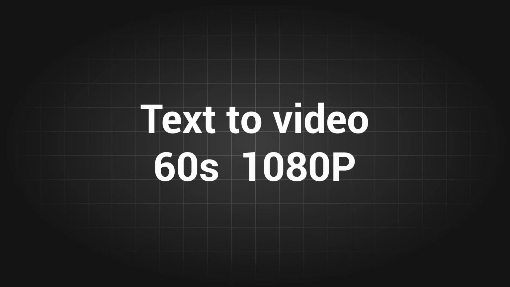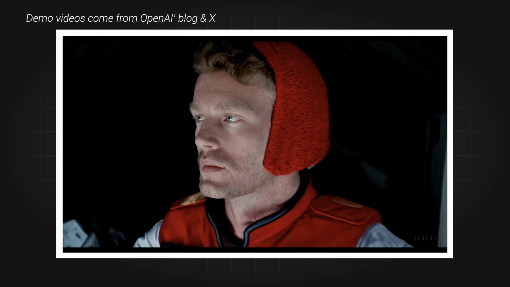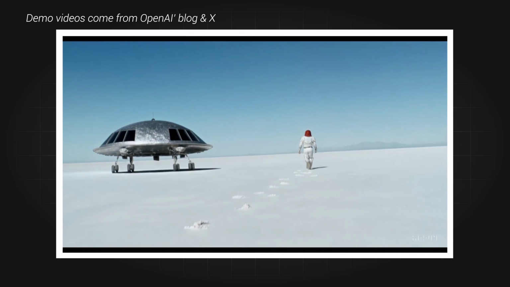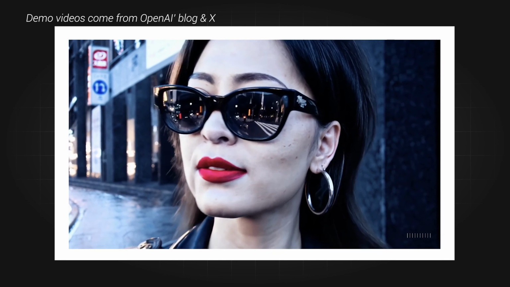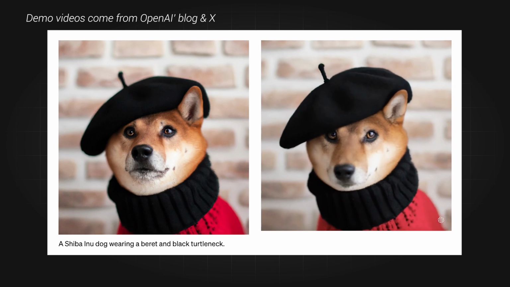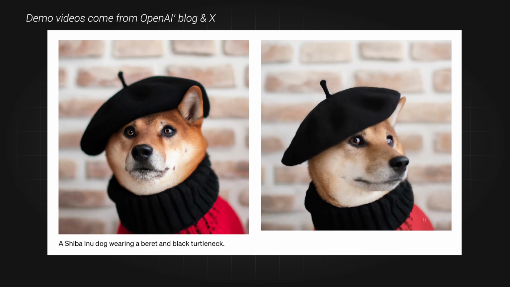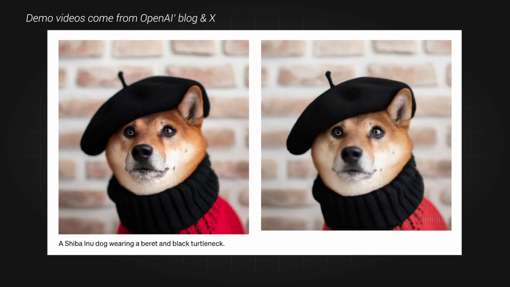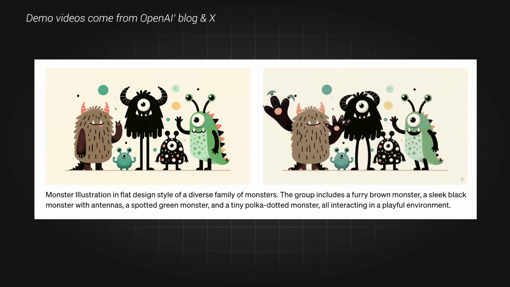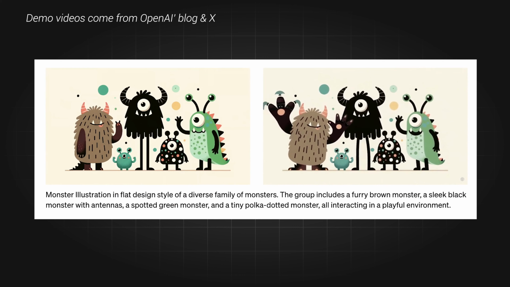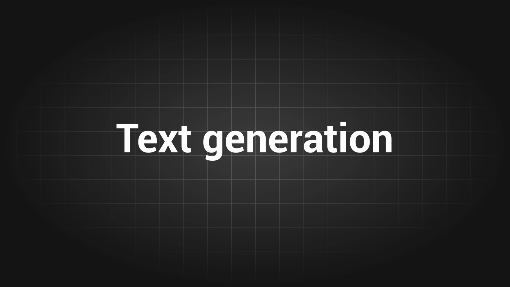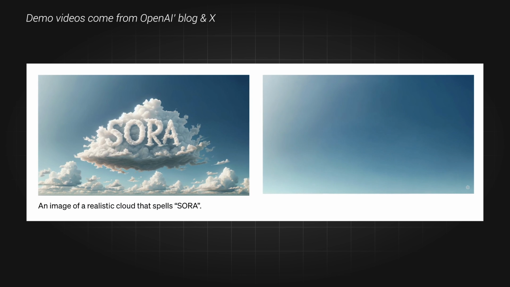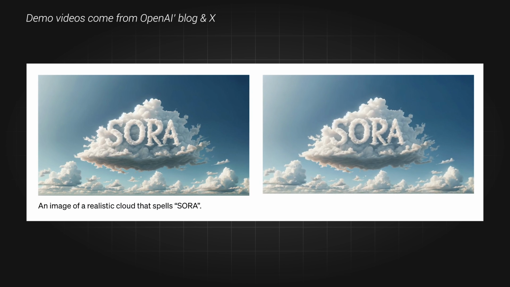The first thing Sora can do is using a prompt to generate a video up to 60 seconds, 1080p quality. Incredible fluency and details. It's really hard to tell if it's real. Image to video. Sora is capable of generating videos based on DALL-E 2 and DALL-E 3 images. Animate illustration. Sora can turn illustrations into a vivid animation, saving time for designers and animators. Text generation. If you want it to spell some words, it can give the accurate words you want in video.